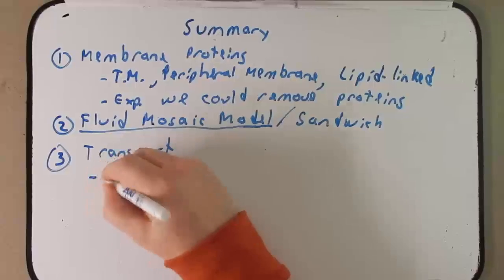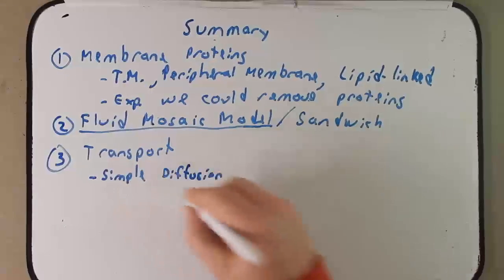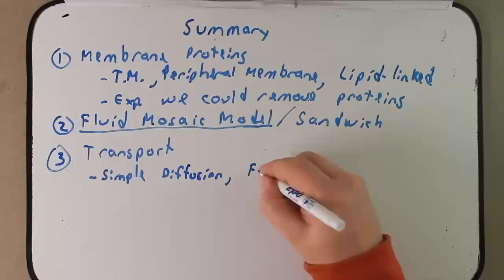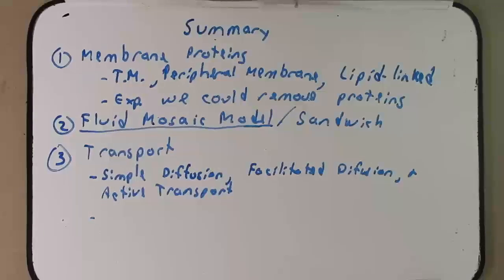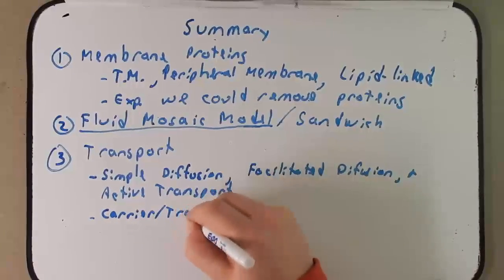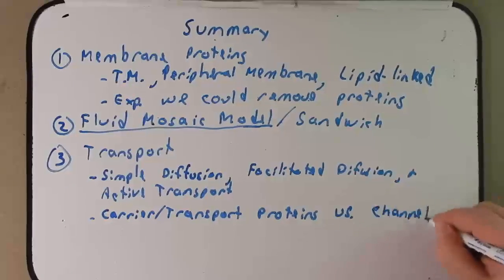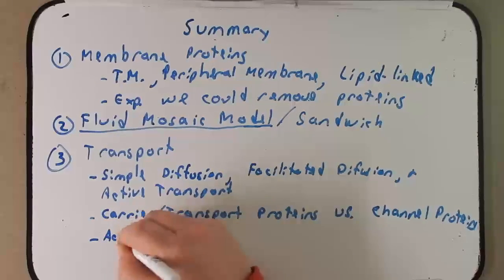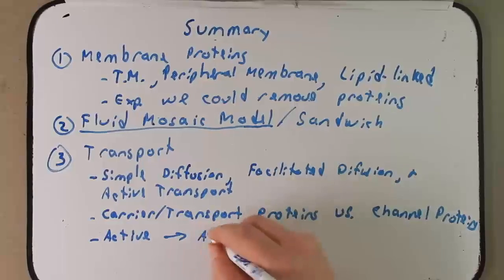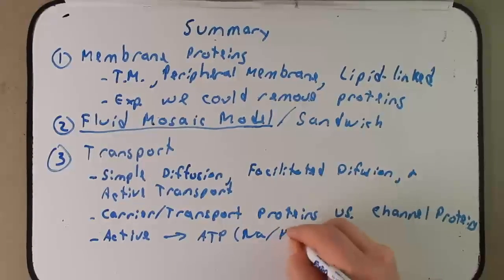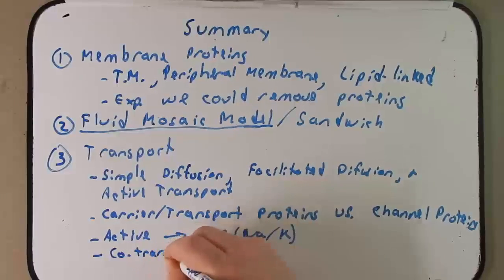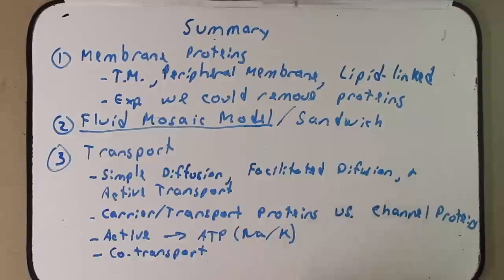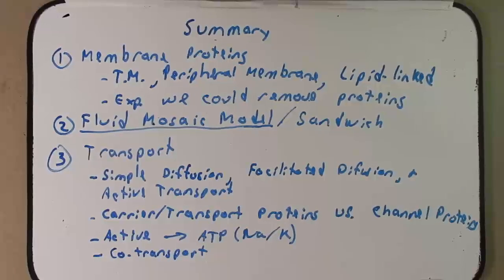We talked about simple diffusion, or sometimes we call that passive diffusion, facilitated diffusion, and active transport. We compared and contrasted carrier, or sometimes we call them transport proteins, versus channel proteins. We talked about active transport requiring ATP, and we focused heavily on the sodium-potassium pump. And then we ended with co-transport as an example to think about how to get glucose through our intestinal cells and into our bloodstream. All right, that sums up most of what we talked about.